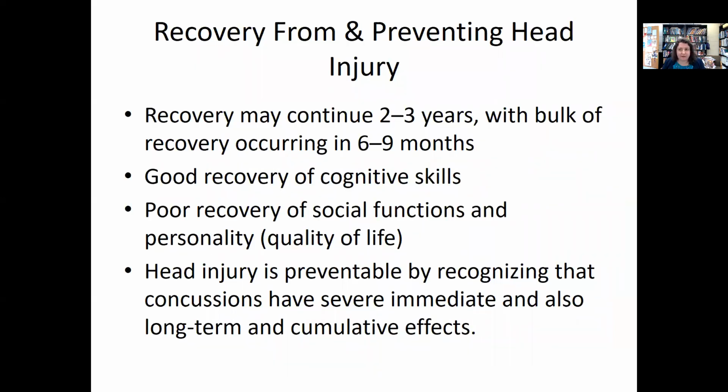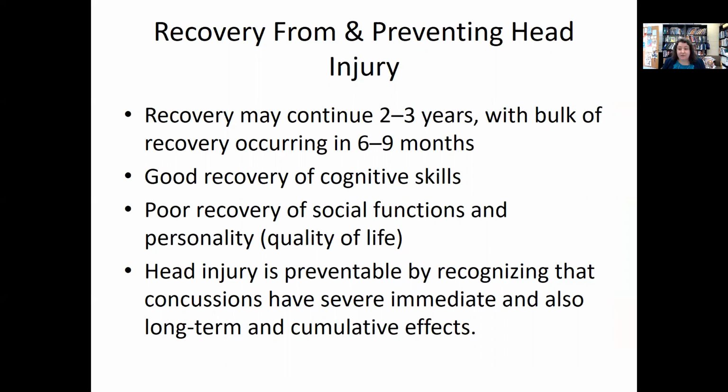So in terms of recovery from head injury, it can continue, but usually most of your recovery is going to happen in your first 6 to 9 months. You can get back your cognitive skills, social functions, and personality, again, depending on where you're injured, can be problematic. Gabby Giffords is an example of that not happening. She still has her sparkling personality.